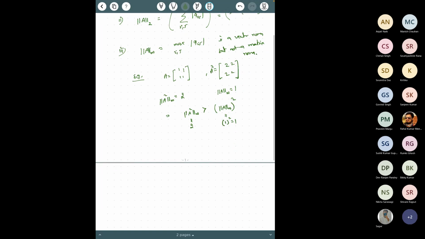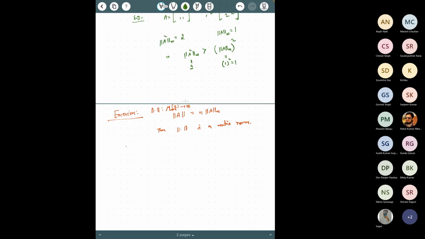But if you slightly modify this function, let me give you this as an exercise. I'm defining a new function using the same function but with a slight change. That means the new function is this one. It is a function from n cross n matrices to R defined by this, where the infinity norm of A is the same as I have defined here. Now this function is a matrix norm. The infinity norm is not a matrix norm, but with this modification this function becomes a matrix norm. You can verify this. In fact, I can tell you why this is true.